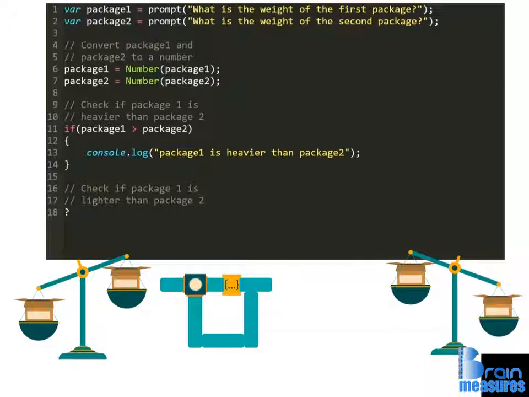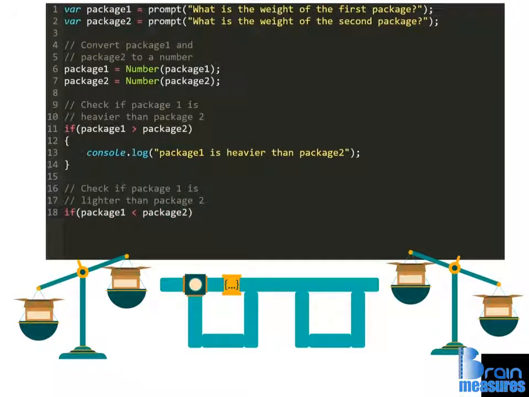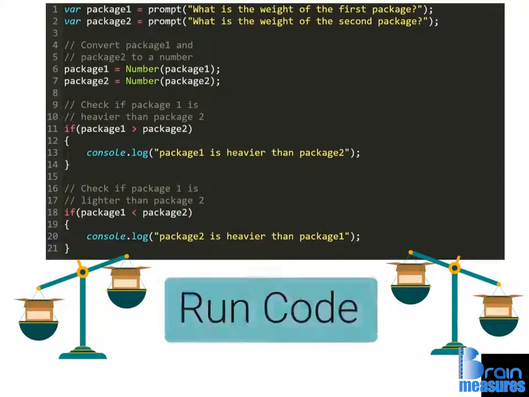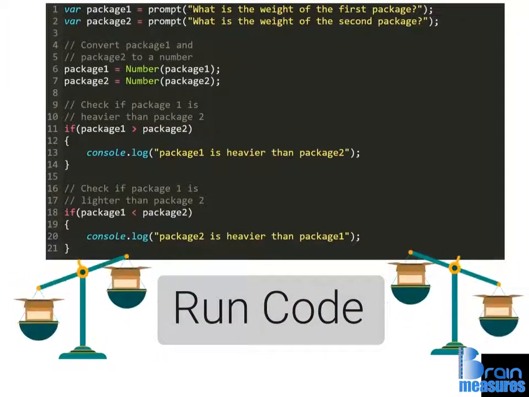To do this, we will need a second if statement. Its condition will be the opposite of the first condition. More specifically, package 1 weighs less than package 2. Don't forget to add a message inside of the second if statement to show that package 2 is heavier than package 1. Once you are done, try running your code with various weights for package 1 and package 2.